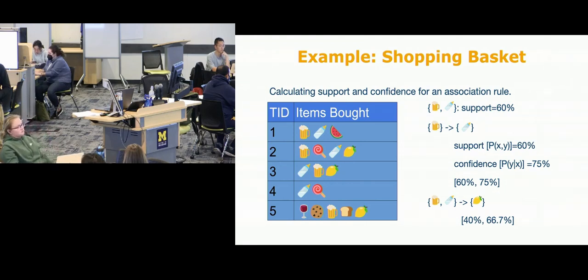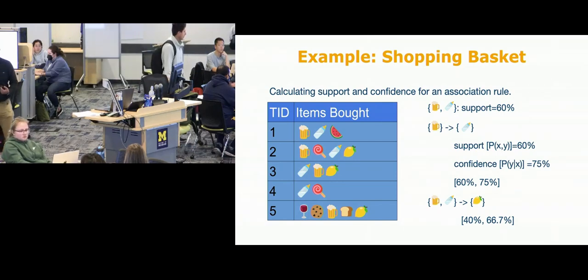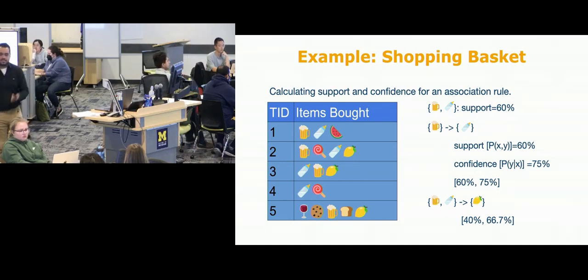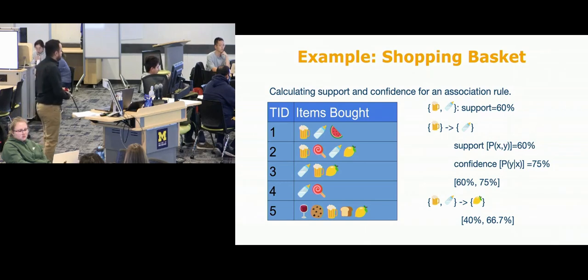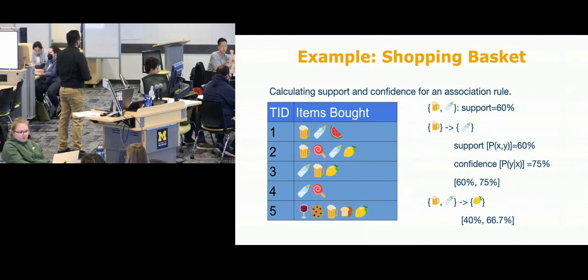And now what's the confidence of this association rule? So it's 66.7%. So we look at the shopping baskets that contain beer and milk. How many of those are there? There are 3 of them, transactions 1, 2, and 3. And how many of them also contain lemons? Only 2 and 3. So 2 divided by 3, 66.7%. Okay?